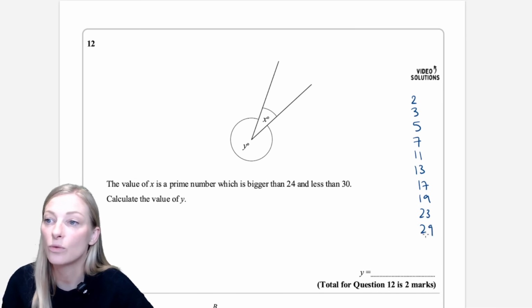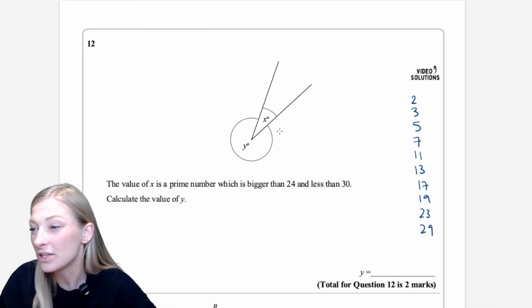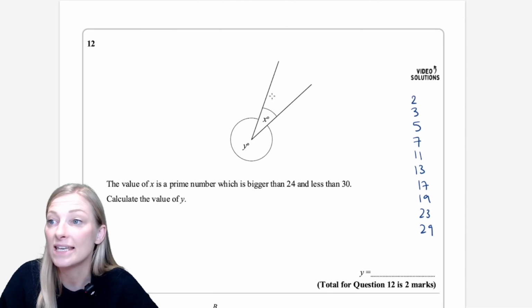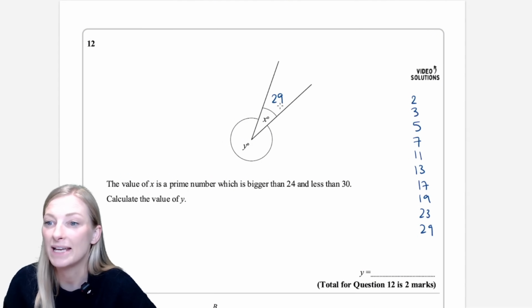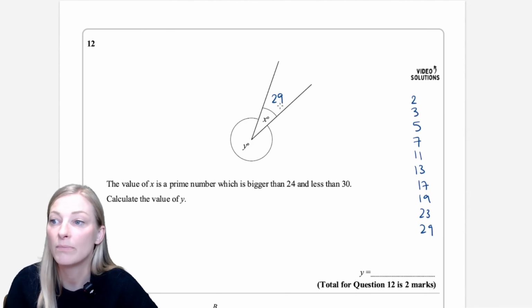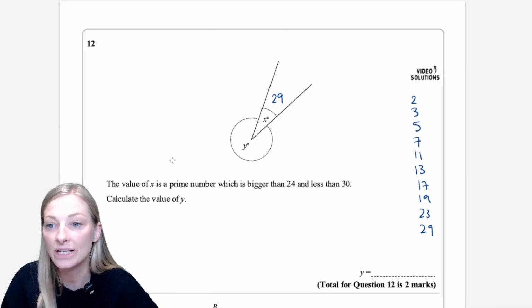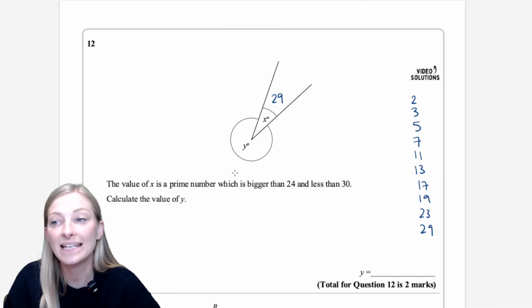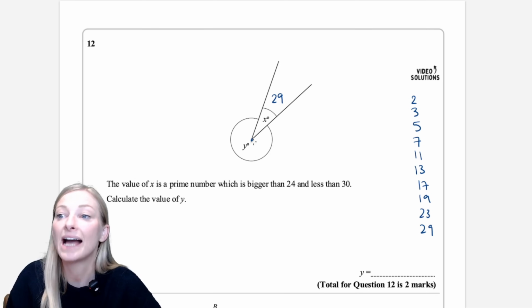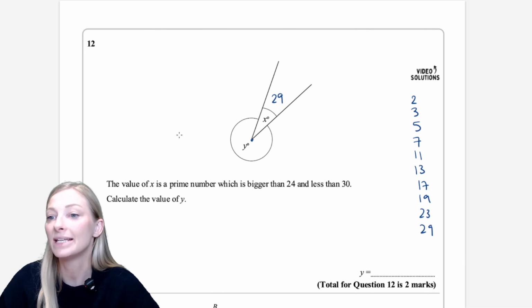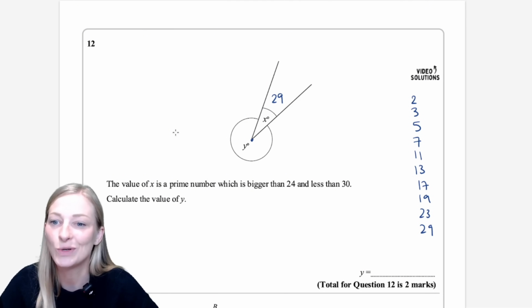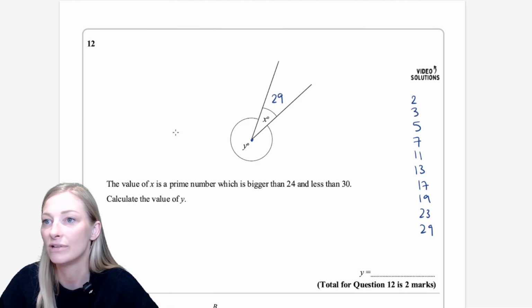Now, looking at the ones that this could be, 23 is too small. 29 is the only value that could be x. 29 is the only prime number between 24 and 30. So if x is 29, we now need to work out the value of y. And to get that, we know that this is angles around a point. Please, please do not say angles in a circle. It's a really, really common mistake.